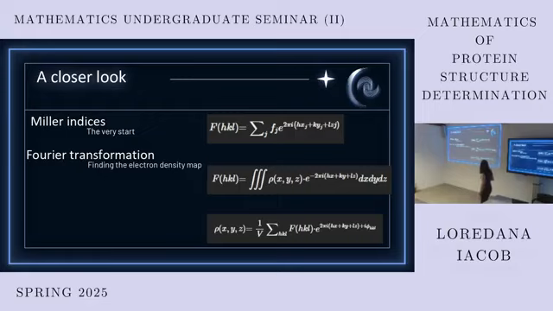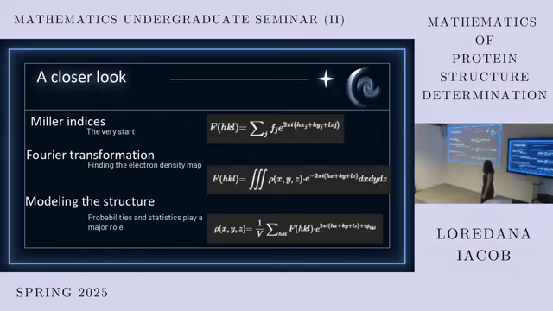at a certain point. And how can we determine it? There is no way to determine it except for some models and some probabilities. So I have to model the actual structure. And here the probabilities and statistics play a major role. Without them, we wouldn't be able to form anything.